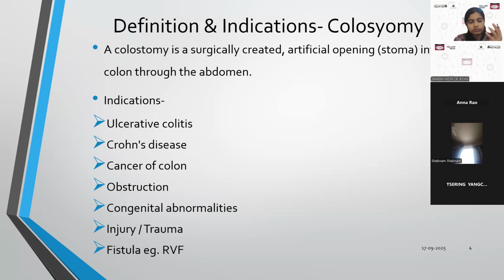Right. So colostomy is a surgically created artificial opening into the colon through the abdominal wall. Here we want to remove the fecal matter through the opening, which will now be on the abdomen. So the person has to adapt. You can imagine, right?